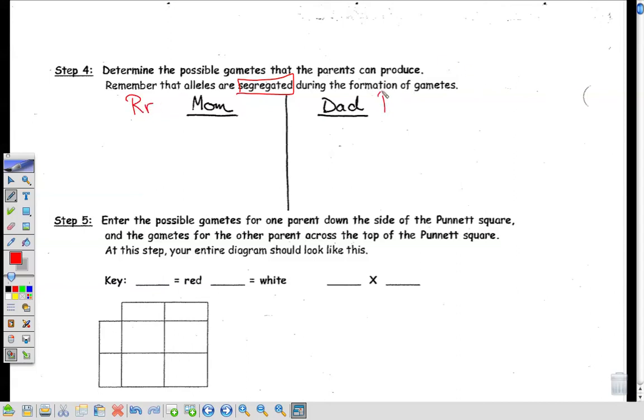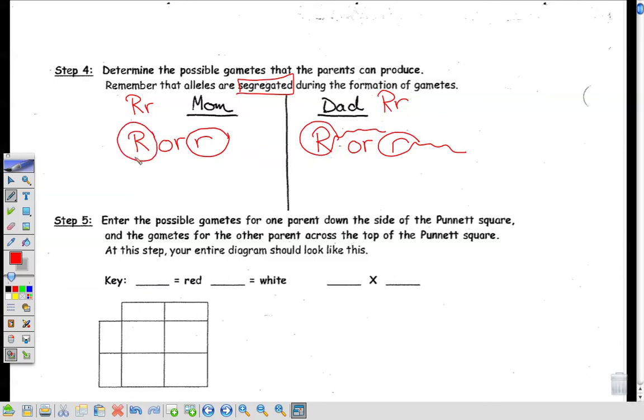And if you remember, when the gametes are formed, those homologous chromosomes separate. So mom is going to give either a capital R or a lowercase r. And dad is going to give either a dominant trait or a recessive trait, right? So in his sperm is going to be either a dominant or a recessive. And the egg that mom makes is going to have either a dominant trait or a recessive trait.